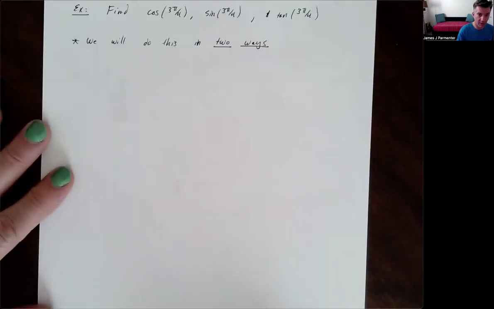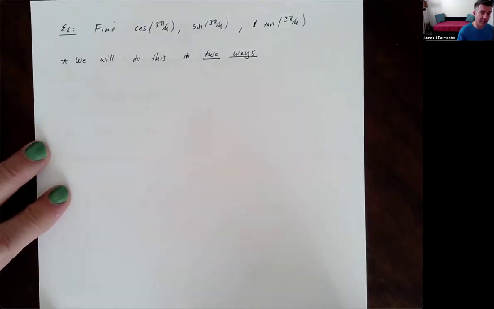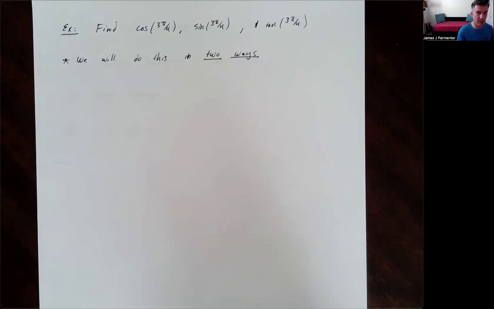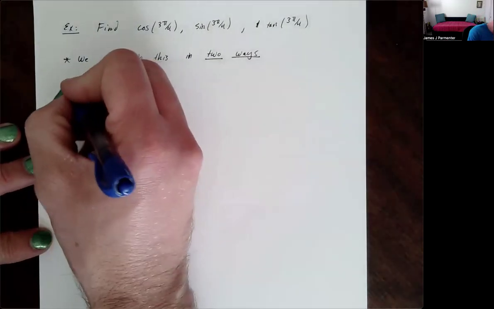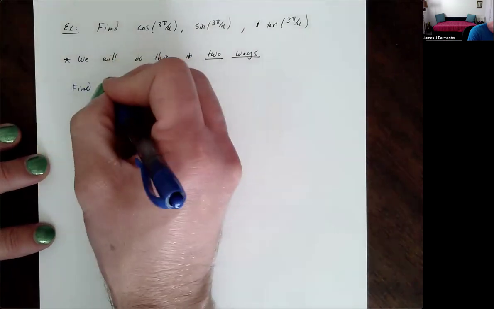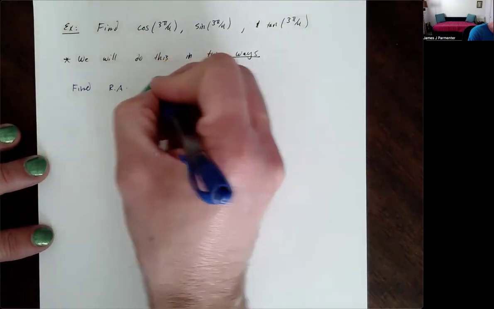Let's look at another example, and we're going to do this next one 2 ways. So for the next one, we're going to find cosine of 3 pi over 4, sine of 3 pi over 4, and tangent of 3 pi over 4. And we're actually going to do it the shorter way first. We're just going to find both the reference angle and the quadrant.